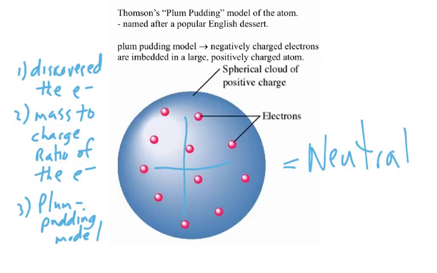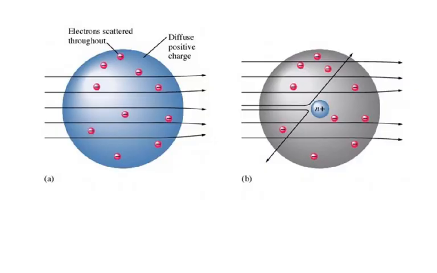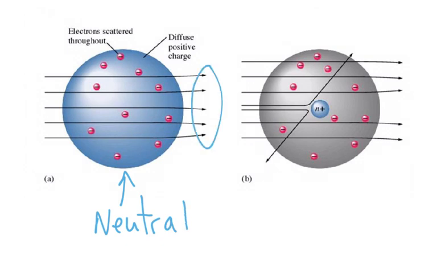Okay, so here is the plum pudding model that we just disproved. This is probably a better comparison. Had the plum pudding model been correct, this model proposes that the entire atom is neutral. So he would have seen no deflections. Everything would have gone through.